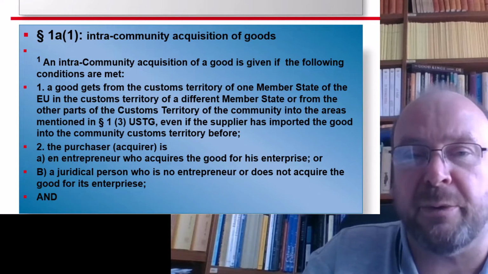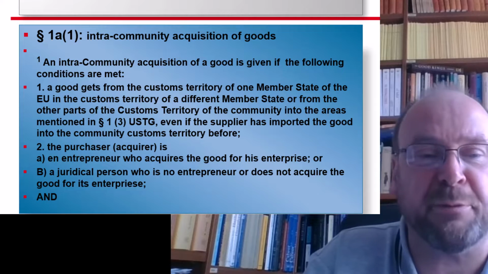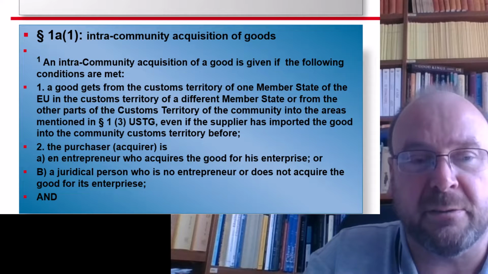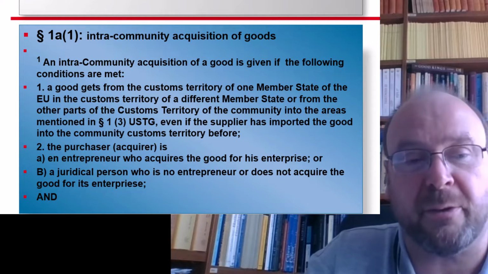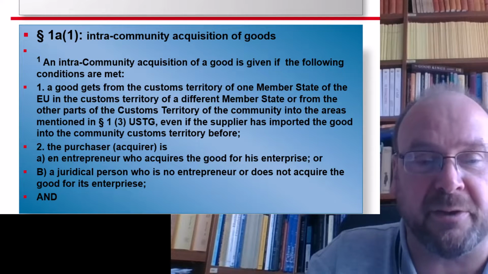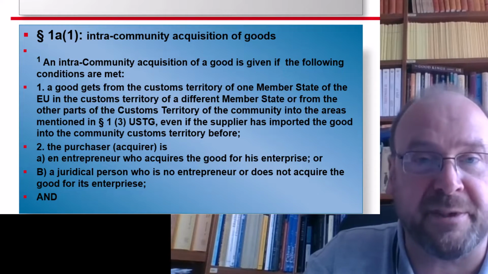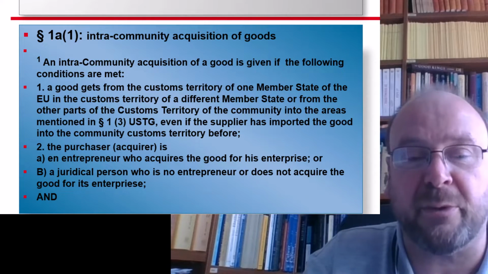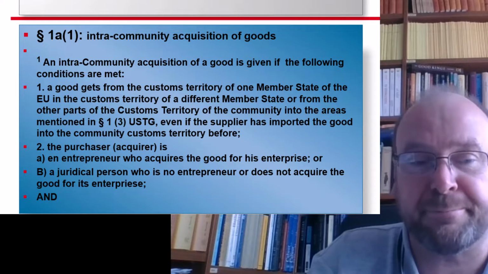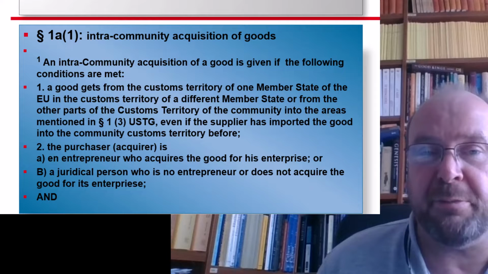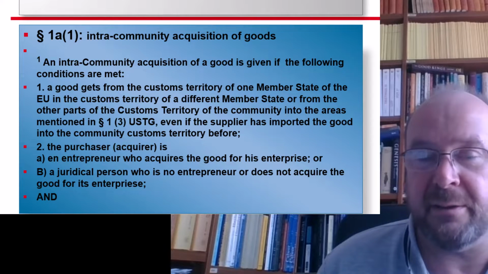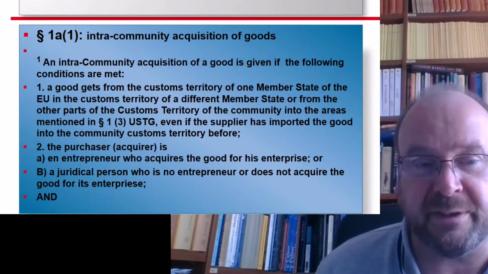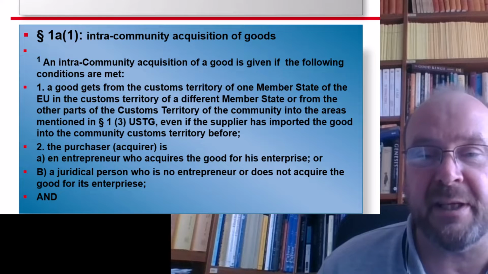So we now expect a second number which says the purchaser must be one of these persons. And indeed, 1a(1), number 2: the purchaser or acquirer is an entrepreneur who acquires the good for his enterprise, or a juridical person who is not an entrepreneur or does not acquire the good for the enterprise. So people who are either already doing read and write, or who could at least learn how to read and write under the value-added tax aspect.